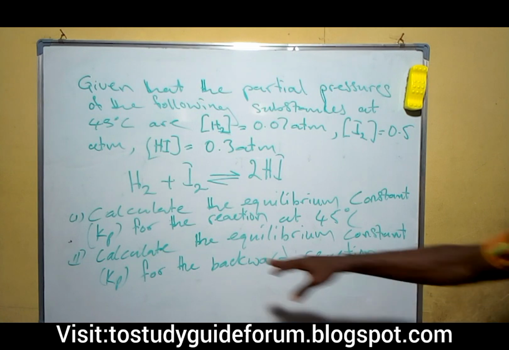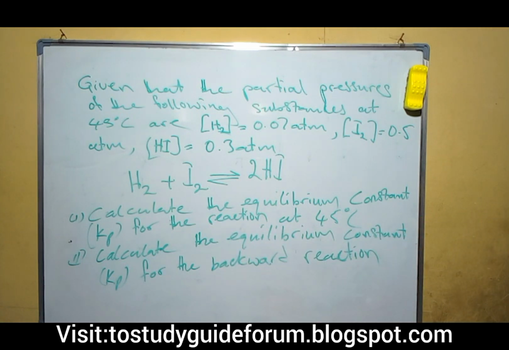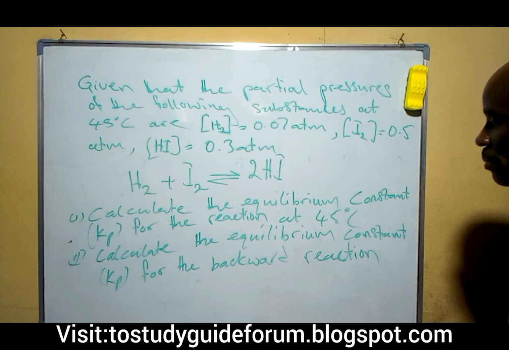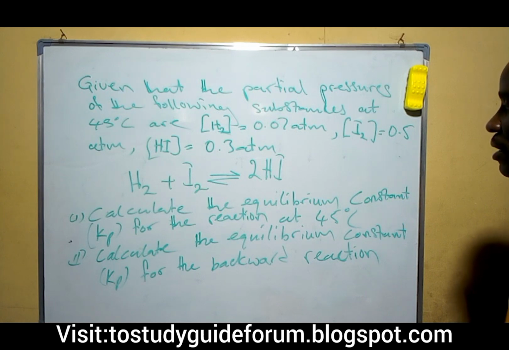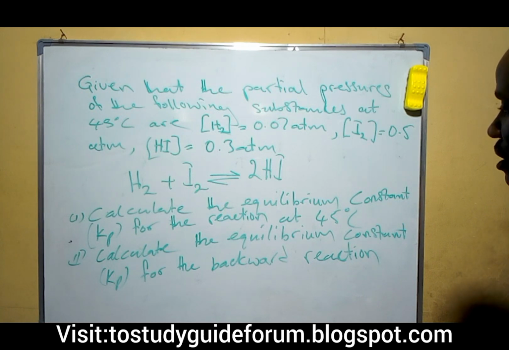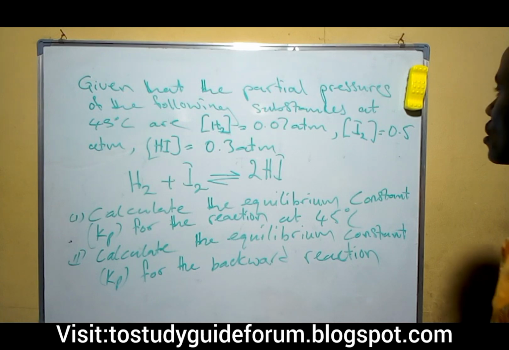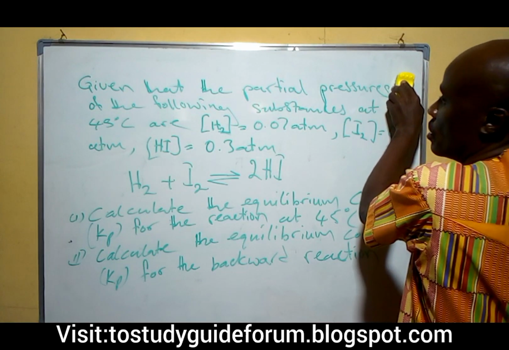Then they said calculate the equilibrium constant for the reaction at 45 degrees Celsius. The second question says calculate the equilibrium constant for the backward reaction. That means we have two questions to look at. First we solve for the equilibrium constant, and after that we look at the backward reaction. So let's quickly do justice to it.